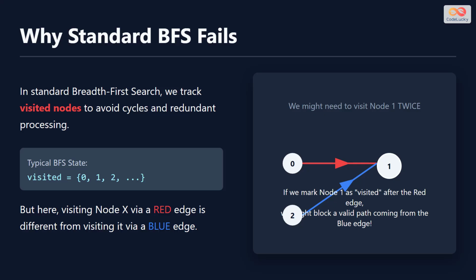Typically, when finding shortest paths in an unweighted graph, we use breadth-first search, or BFS. In standard BFS, once we visit a node, we mark it as visited and never process it again. However, this approach fails here because arriving at a node via a red edge might allow different future moves than arriving via a blue edge.